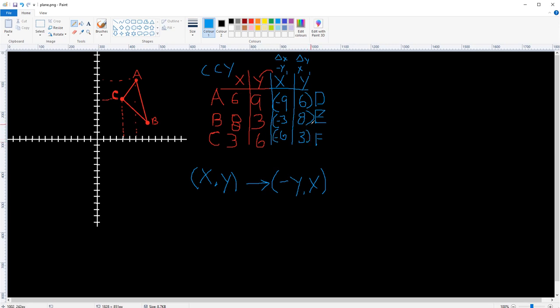Okay, so let's plot negative 9, 6. All right, so we have negative 9: 1, 2, 3, 4, 5, 6, 7, 8, 9, and then 6. It's like right here, I think. 1, 2, 3, 4, 5, 6. So it's like right here. So this is D. This is D.